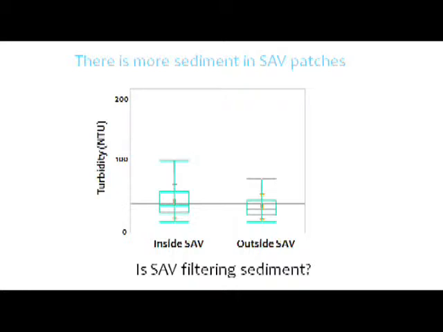And you can see that inside the SAV patch, there's more sediment compared to the surrounding outside areas. So what you're seeing is, I think, the plants are slowing the flow of water through the stand, and so you're getting more turbidity and resuspension within the patch.